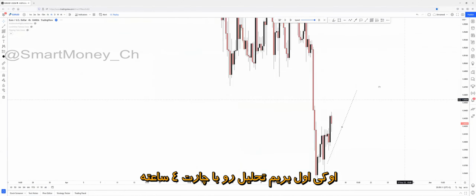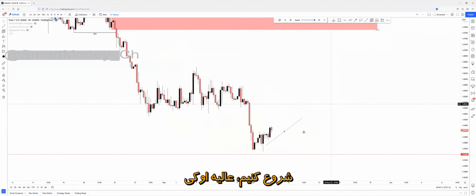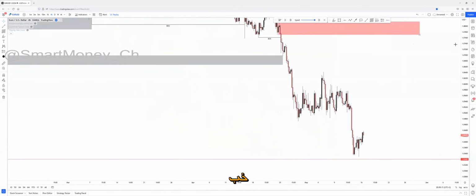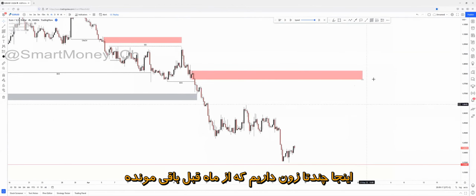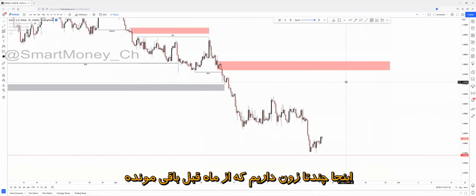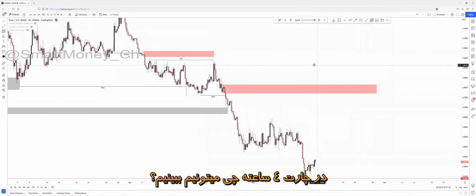Okay, let's just start the analysis on the 4-hour chart first. Perfect. So we've got some pre-marked zones right here in this region that were marked months ago. And what can we see on the 4-hour chart?